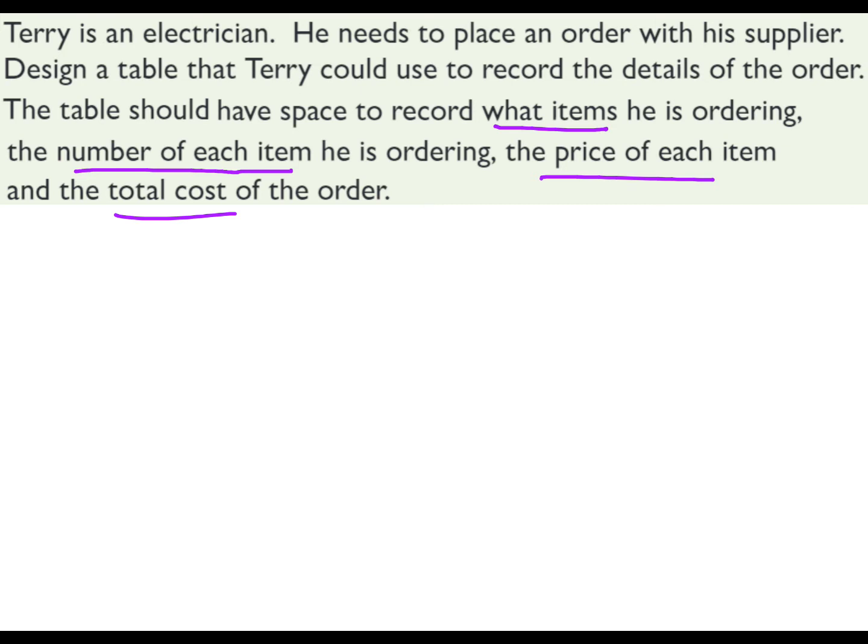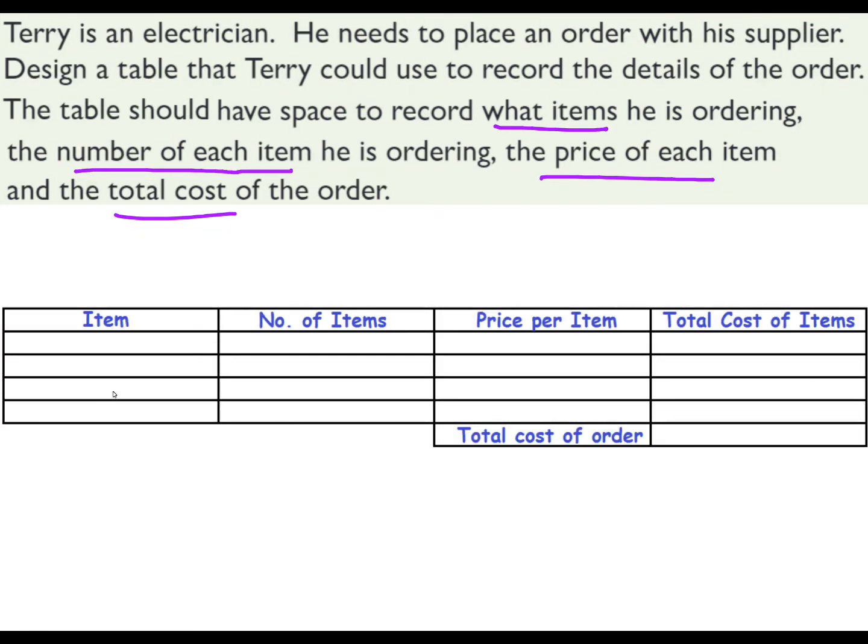So when we think about this, we have the first column, which is our items. So it could be a screwdriver, then a drill, and so on. The number of items, the price per item. So what the item is, is our first column. The second column is the number of each item, so how many of each item we're going to buy, the price per item, and then multiply the number of items by the price to get your total cost for each item. And then the total cost of the whole order would be in this final box here.